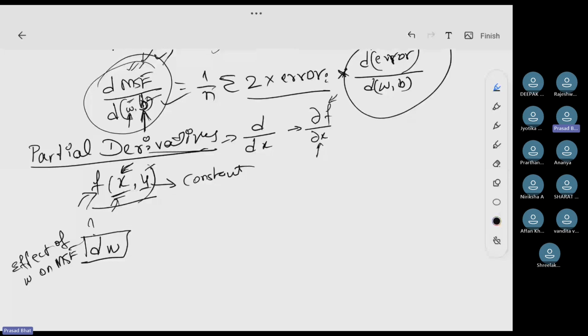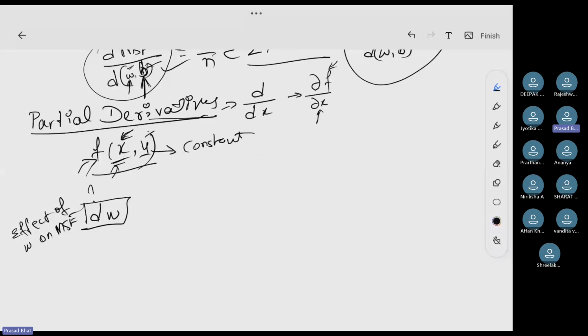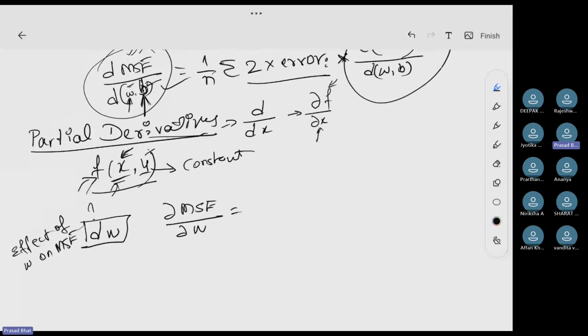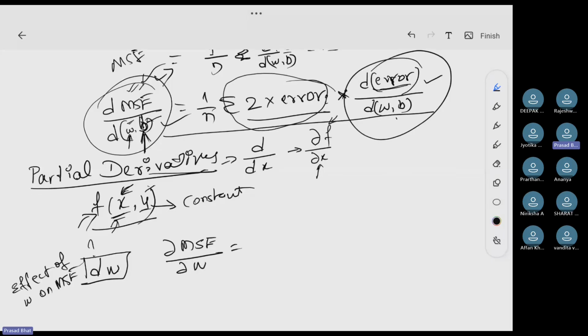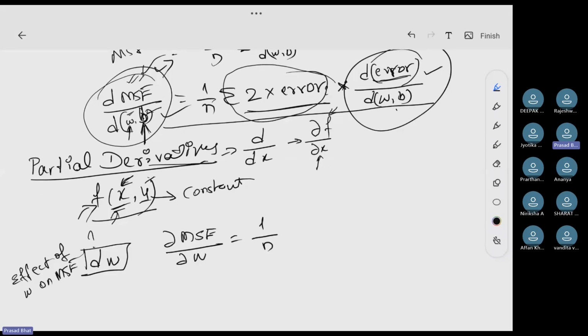So here, now I will take the first partial derivative, that is the effect of w on MSE. So it becomes dou MSE divided by dou w is equal to what? The same thing that we have here. Till here it was not relevant, right? But at this point it becomes relevant because the error is a function of w and b. So I will keep this part as it is, 1 by n sigma 2 into error, into dou error by dou w, only w.